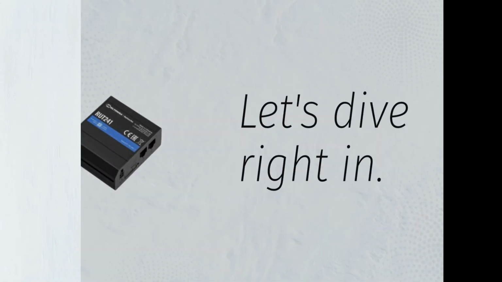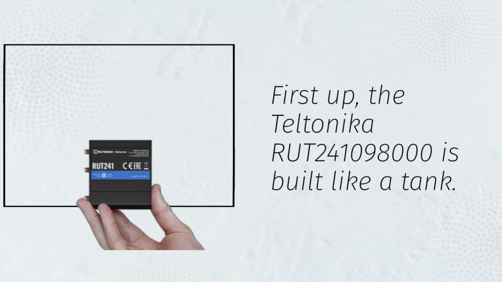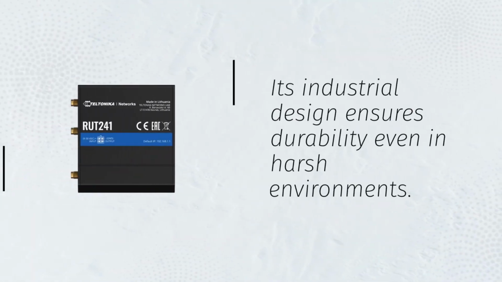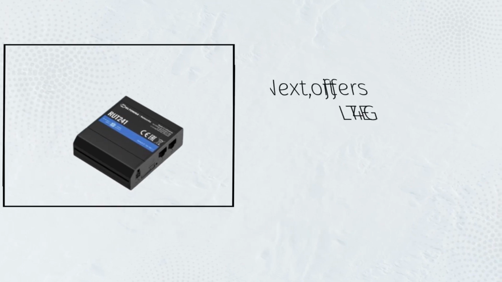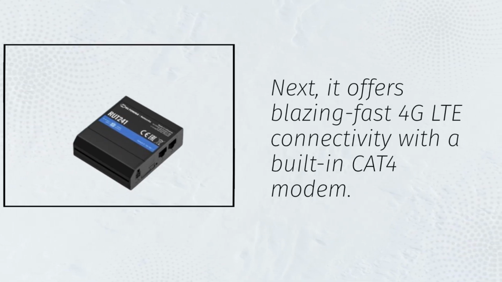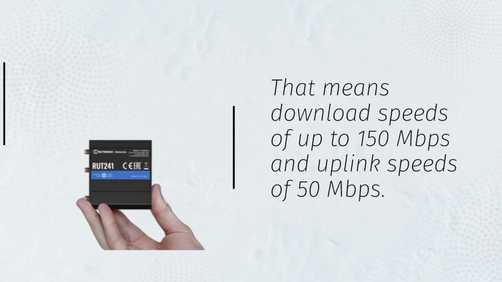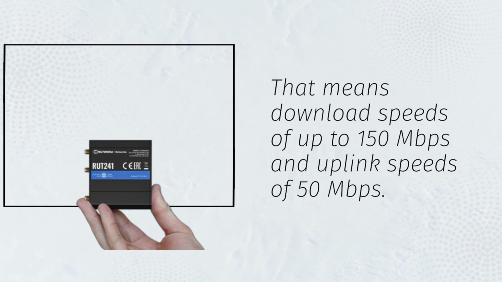Let's dive right in. First up, the Teltonika RUT241098000 is built like a tank. Its industrial design ensures durability even in harsh environments. Next, it offers blazing fast 4G LTE connectivity with a built-in Cat4 modem. That means download speeds of up to 150 megabits per second and uplink speeds of 50 megabits per second.